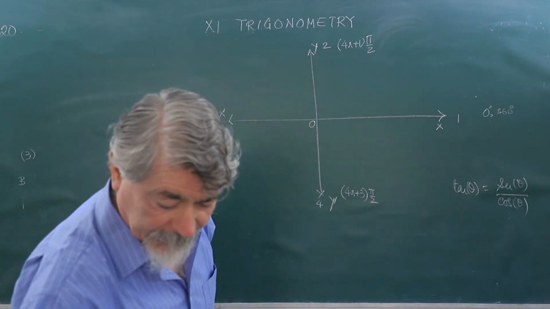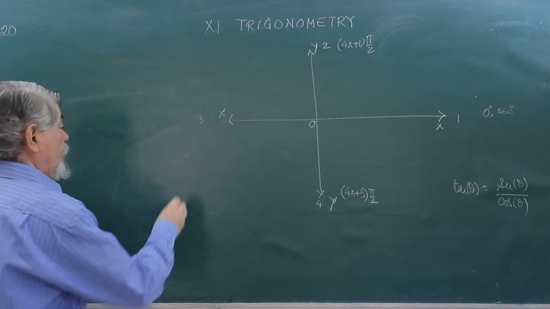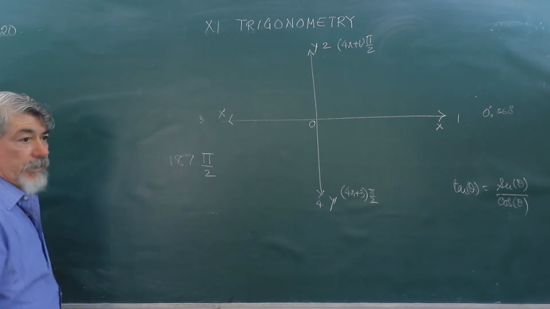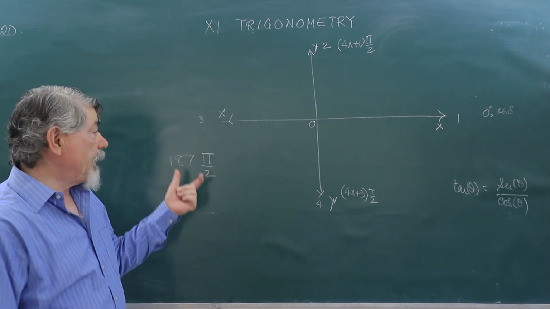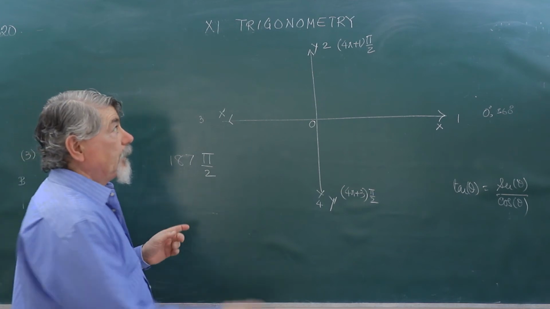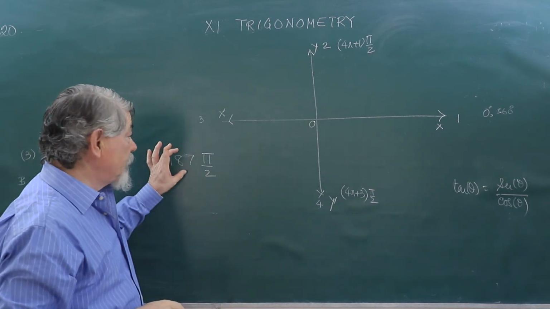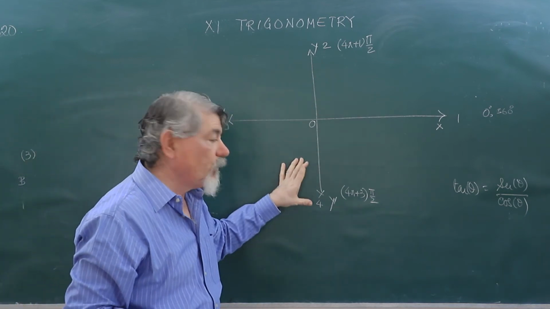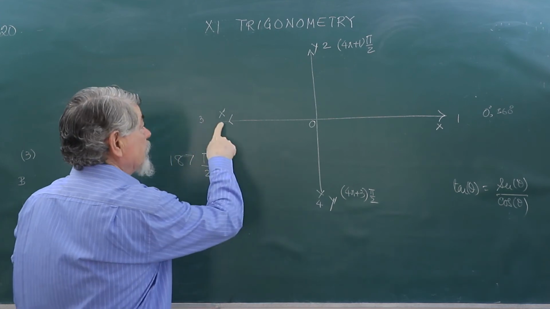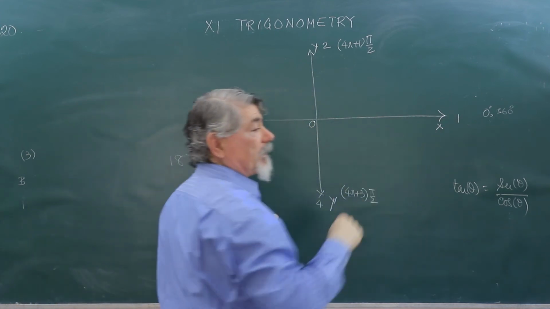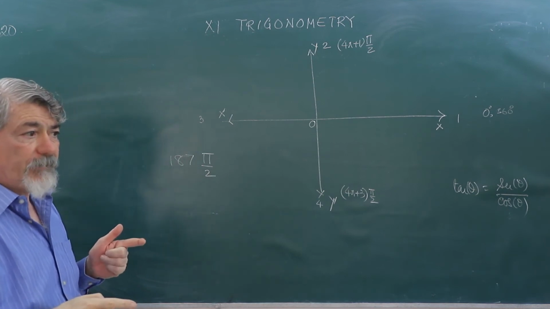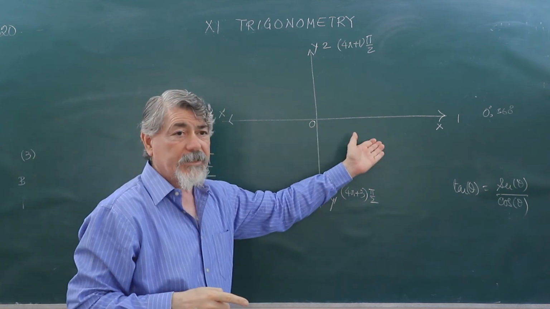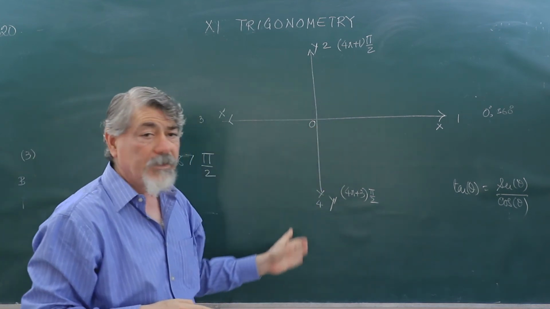For example, if I give you a value 187 pi by 2, where will 187 pi by 2 fall? Along which line? It is certain that it is an odd multiple of pi by 2. It is going to fall either along line 2 or along line 4. It can't be here because these are even or odd multiples of pi. They are multiples of pi, so it is not going to fall along the horizontal line. It will fall along the vertical line.